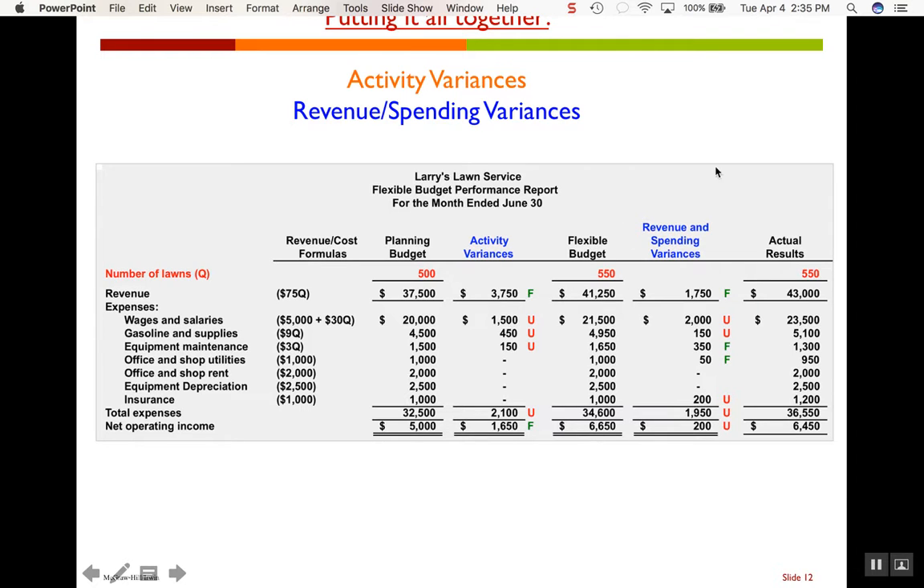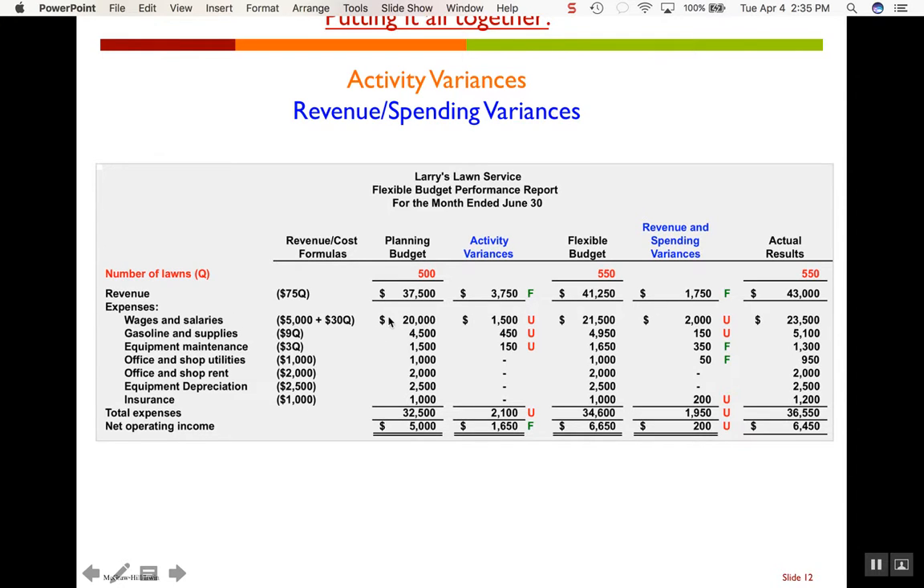Now check this out. The next column are my actual results. All right, so this is where life gets really interesting because my numbers came in, and even though at 550 lawns I should have taken in $41,250 in revenue, I actually took in $43,000. Okay, I can't explain why that is, but at least now I know that my numbers are a little bit off.